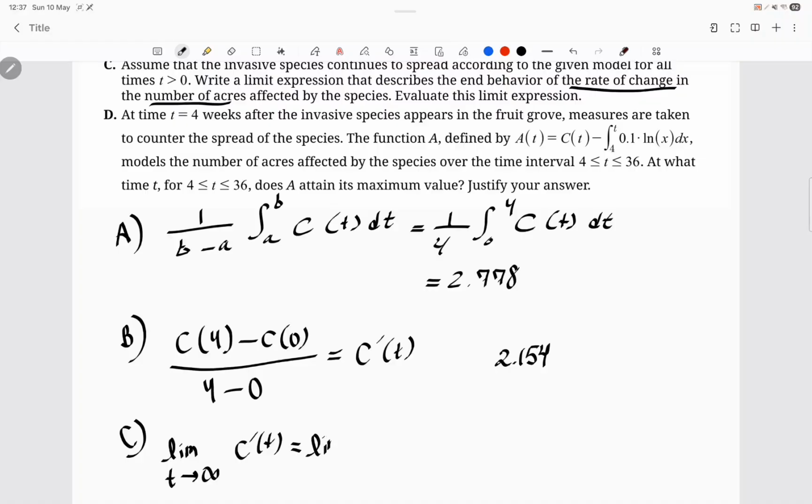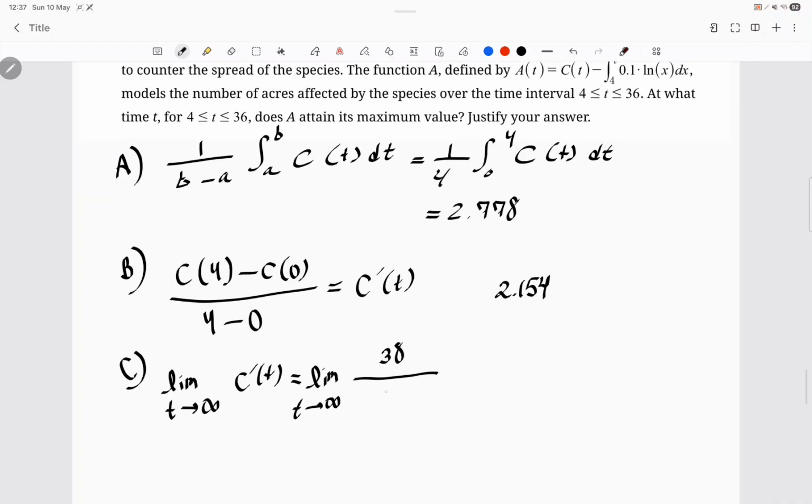And also it says evaluate. So t approaching infinity of 38 over 25 plus t squared. Now you're going to have 38 over 25 plus infinity, so 38 over infinity, which gives you a 0 essentially.